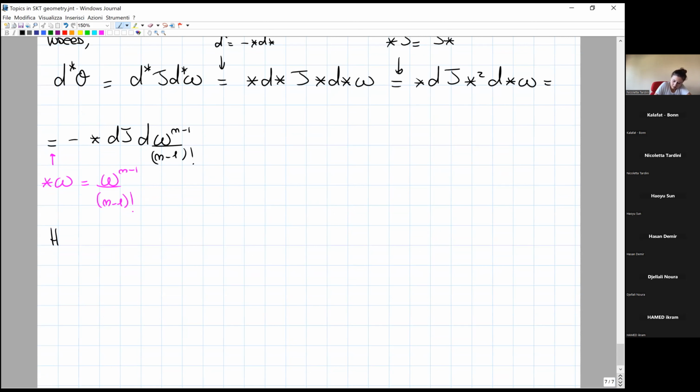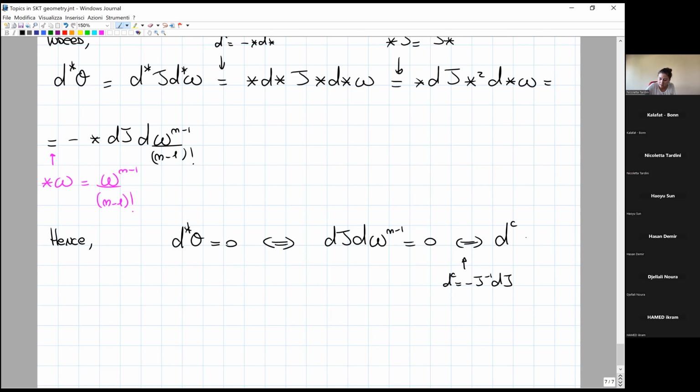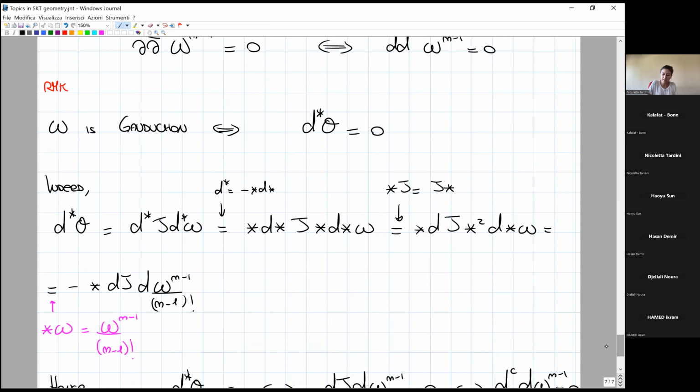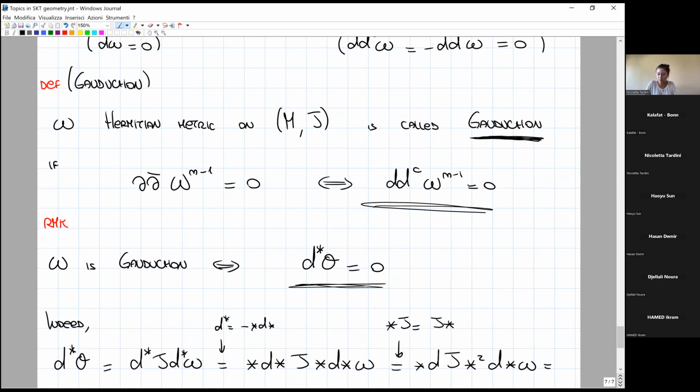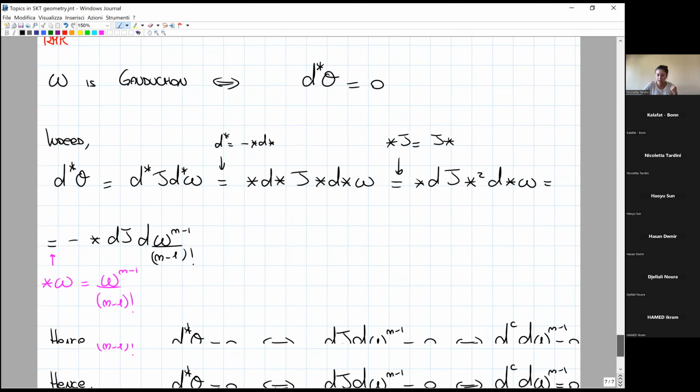So you see, hence, d star theta equals zero if and only if, from this formula, d J d of omega^(n-1) equals zero, because star gives an isomorphism. But now since J is also an isomorphism and d^c is minus J^(-1) d J, this is equivalent to saying that d^c d of omega^(n-1) is equal to zero. And so you are done because d and d^c anticommute. So d star theta is zero if and only if d d^c of omega^(n-1) is zero. So the Gauduchon condition is equivalent to saying that the Lee form is co-closed, thanks to this very easy computation.